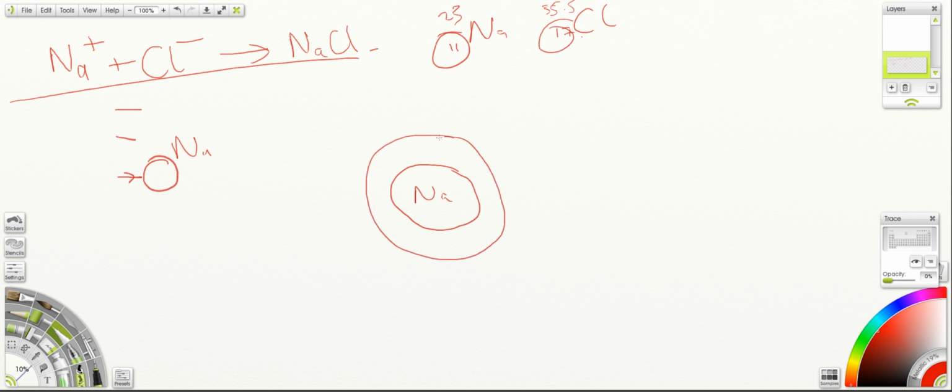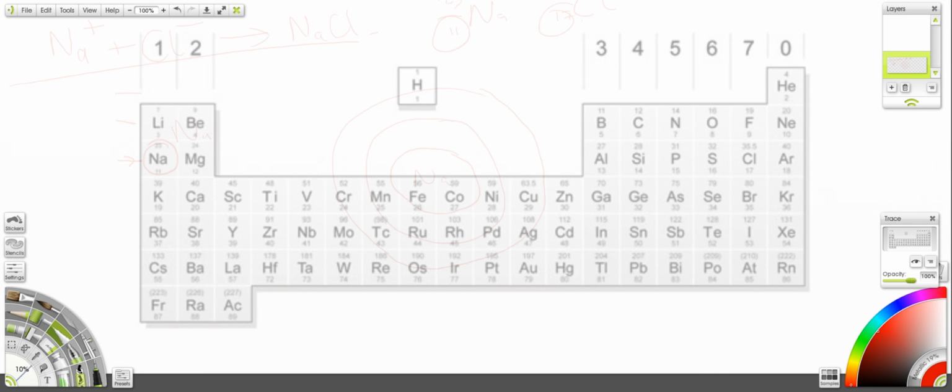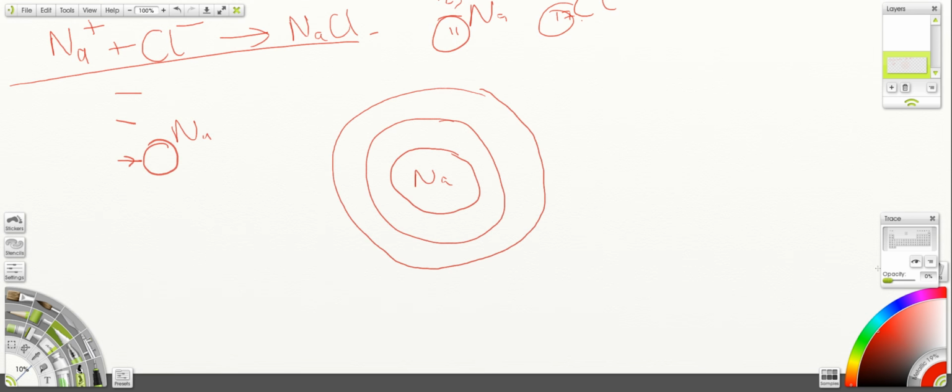1, 2, 3. And chlorine, let's see what period that is in. So chlorine is in period 1, 2, and 3 here. So period 1 is at the top, period 2 is here, and period 3 is all across here. So that's period 3. So it's going to have 3 shells as well. So chlorine is going to have 3 shells. 1, 2.